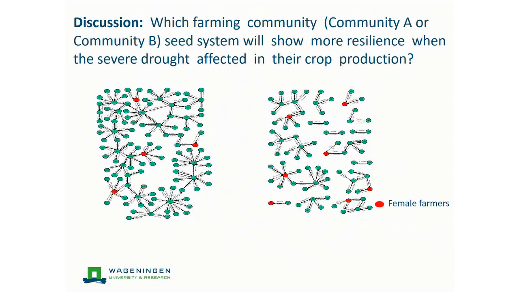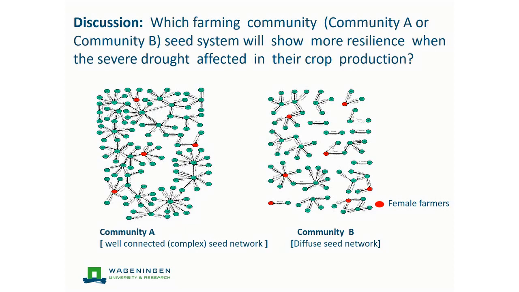Let's have a short discussion. These are two seed network farming communities, community A and community B. Looking at the seed network of community A, it is very complex. That means every household is connected in some way with the other households. We call it a complex seed network. In the second community, community B, we see the network is more diffuse. So we call it a diffuse seed network. And these red circles are female farmers, the green are male farmers.